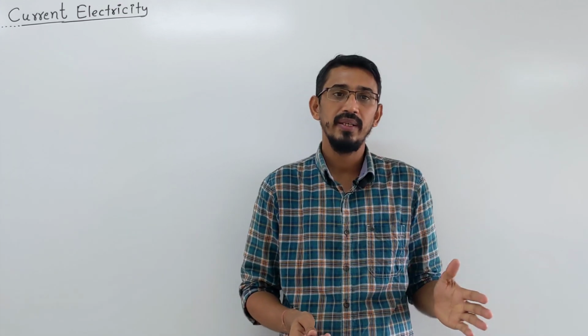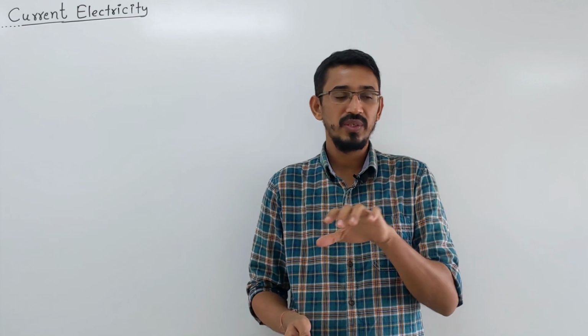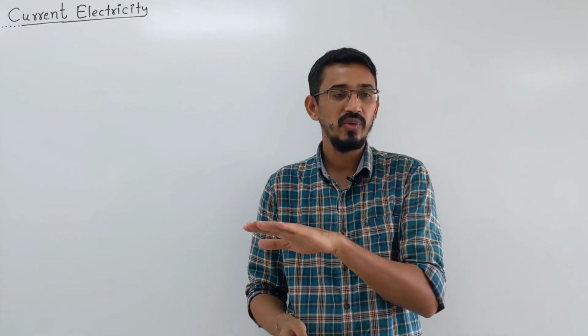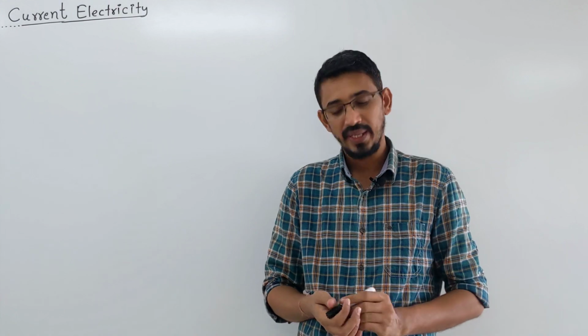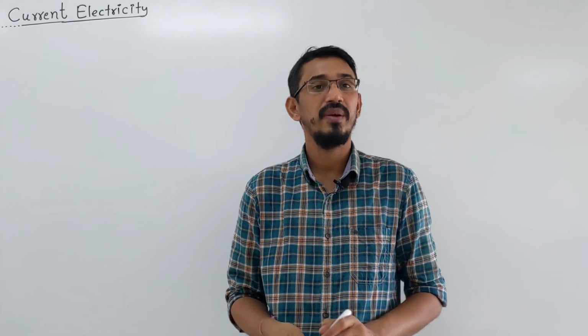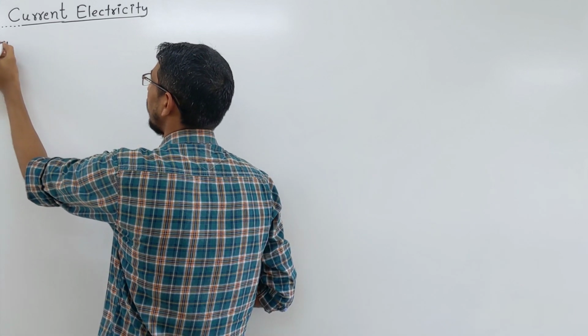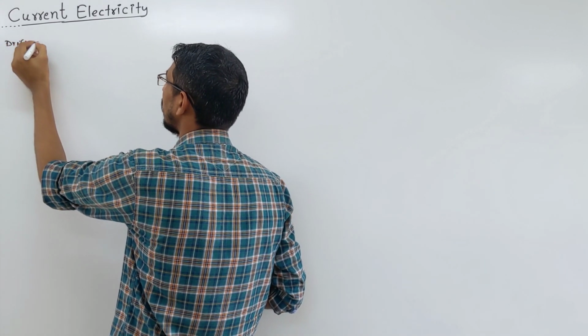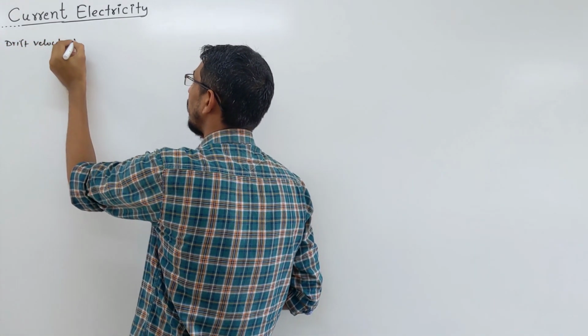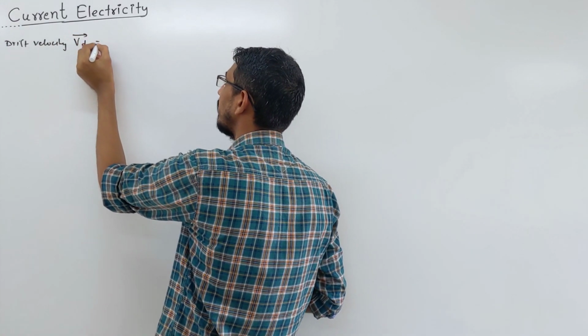When a field is applied, they experience the electric force in one particular direction. So they get aligned and move in one direction, right? So we gain a net velocity. That velocity is called drift velocity, right? So what we have learned yesterday. First we have learned drift velocity, Vd. This is a vector quantity, right?